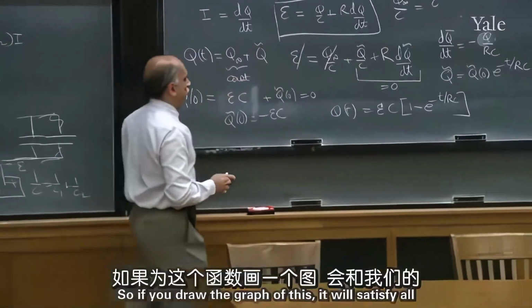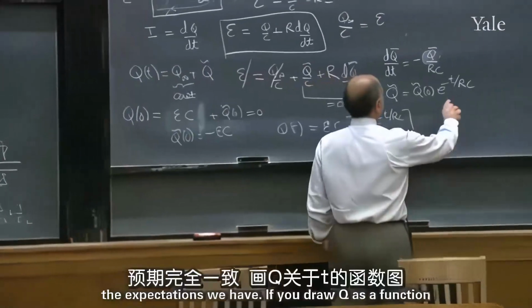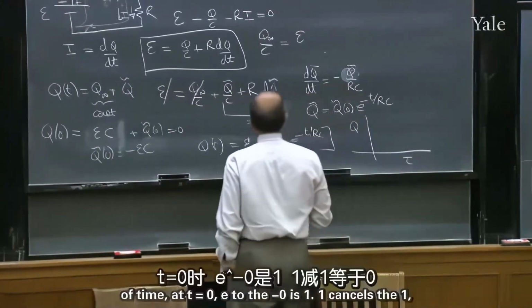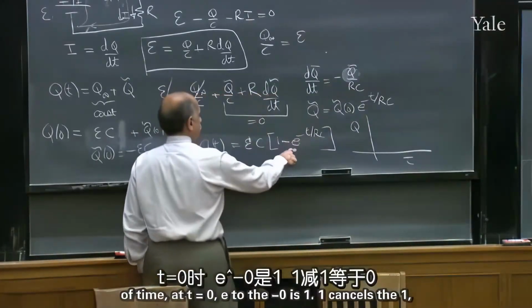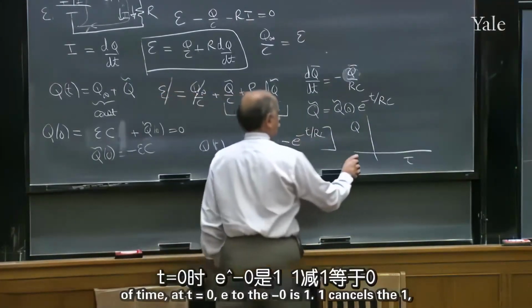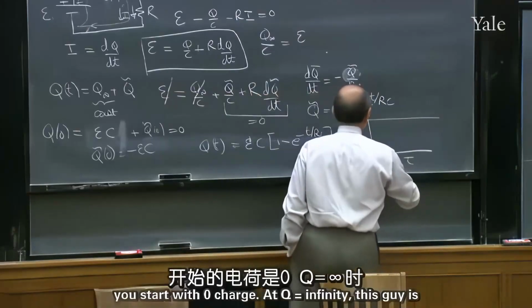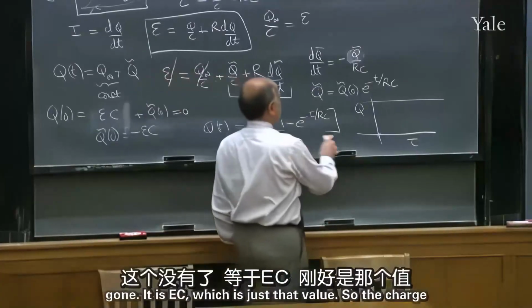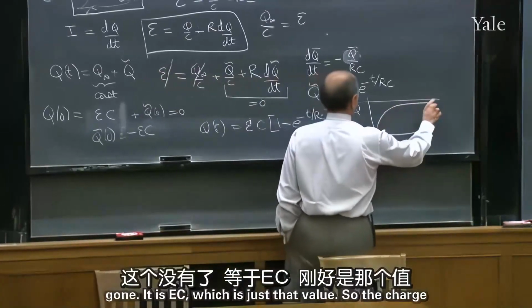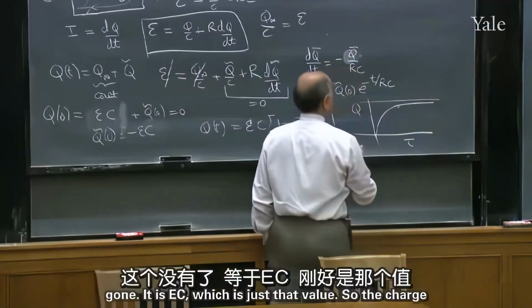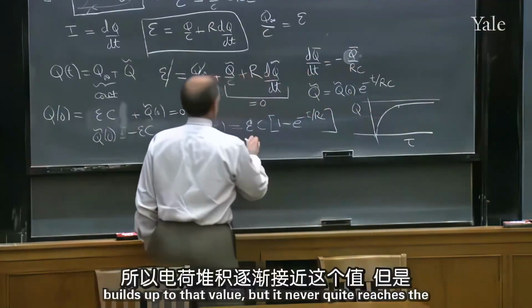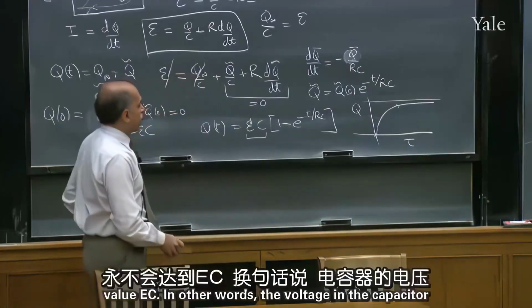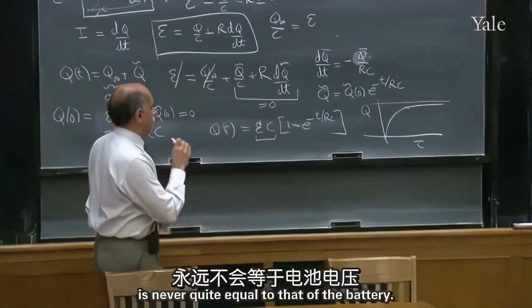So if you draw the graph of this, it'll satisfy all the expectations we have. If you draw Q as a function of time, at t equal to 0, e to the minus 0 is 1. 1 cancels the 1. You start with 0 charge. At t equal to infinity, this term is gone. It is EC, which is just that value. So the charge builds up to that value, but it never quite reaches the value EC. In other words, the voltage on the capacitor is never quite equal to that of the battery. There's always some left over.